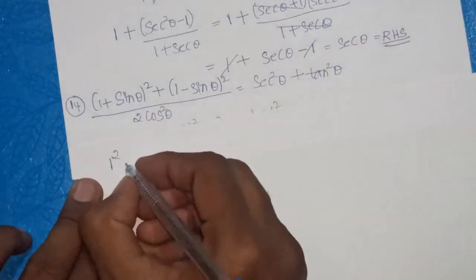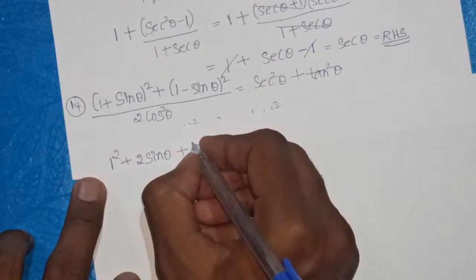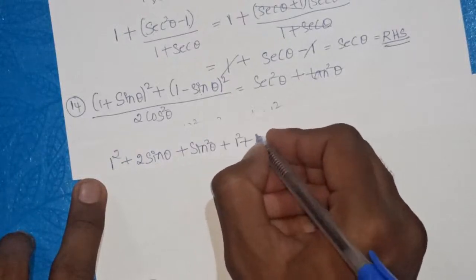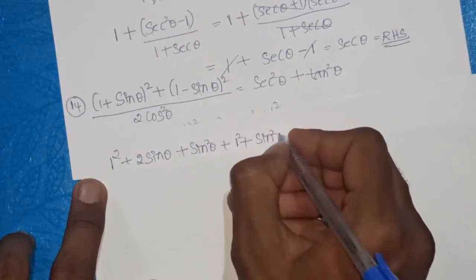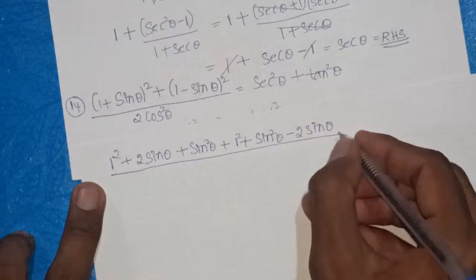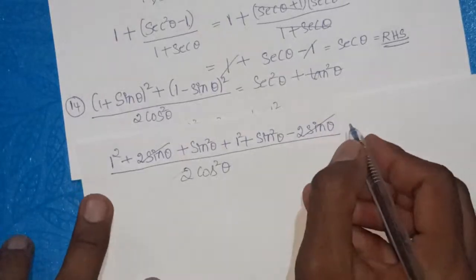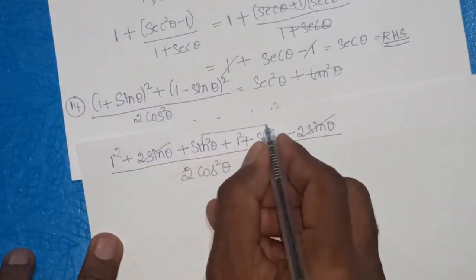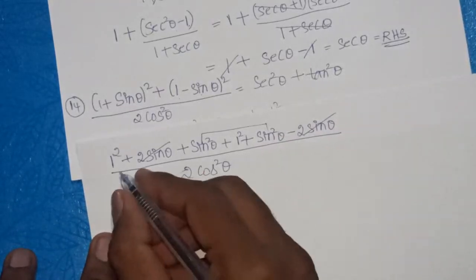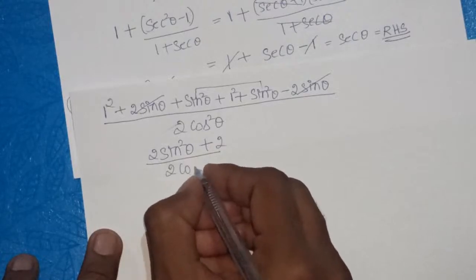1 square plus 2 sin theta plus sin square theta, plus 1 square plus sin square theta minus 2 sin theta, whole divided by 2 cos square theta. Plus 2 sin theta and minus 2 sin theta can be cancelled out. Sin square theta plus sin square theta can be written as 2 sin square theta, plus 1 square plus 1 square will give you 2, divided by 2 cos square theta.